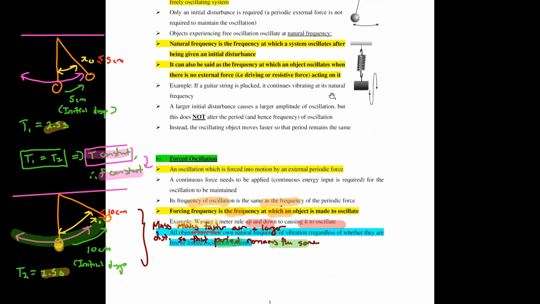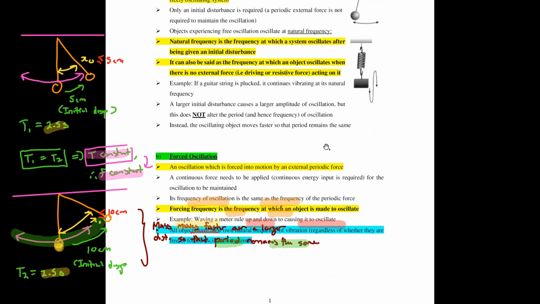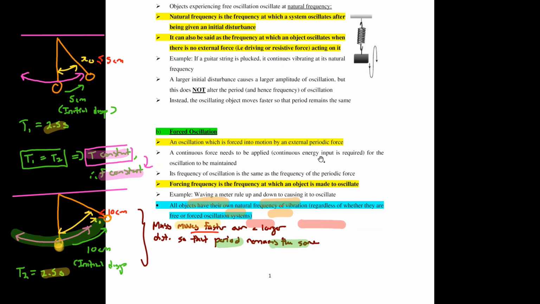If we have free oscillation, we also have something called forced oscillation. So what is forced oscillation in the first place? Forced oscillation is a type of oscillation which must be forced by an external periodic force. Forced oscillation is forced into motion by an external periodic force.